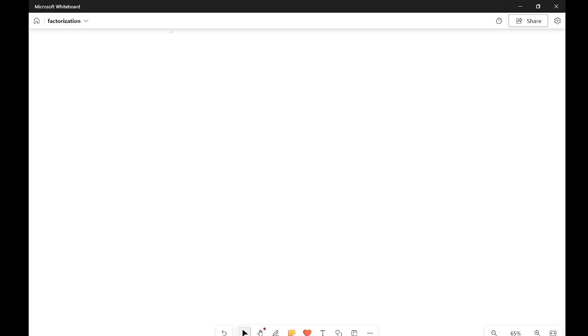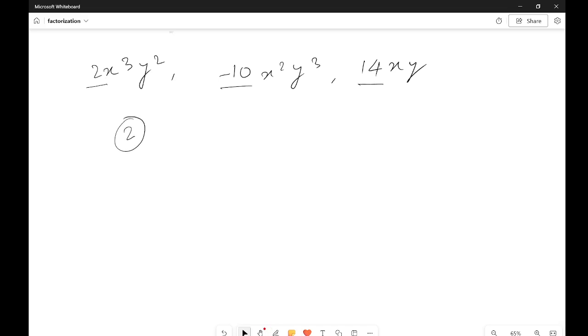Now let's say the expression is 2x cubed y square, minus 10x square y cube, and the third expression is 14xy. Same as before, the very first part is to find the constant common between the constants. So 2, minus 10 and 14. What's common? 2, because there is nothing greater than 2 that is common, right? 1, of course, will always be common, but it's not the highest, so we don't count that one.